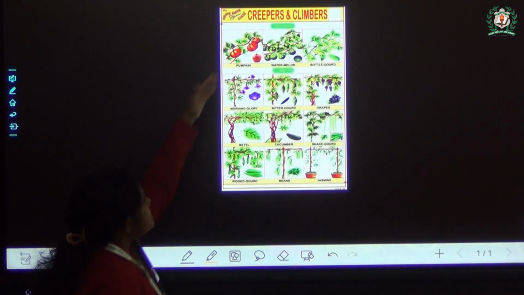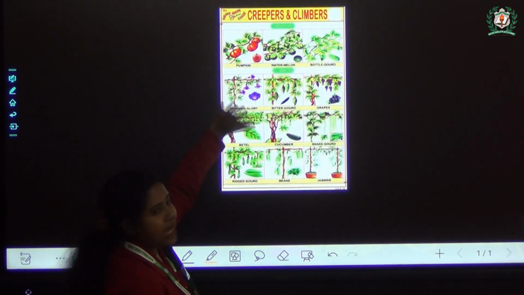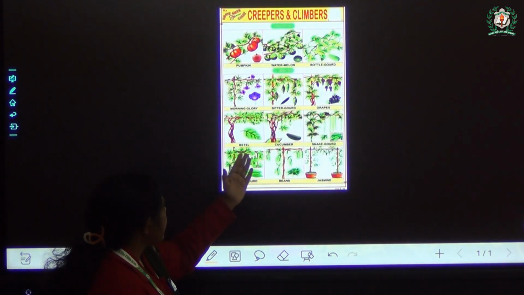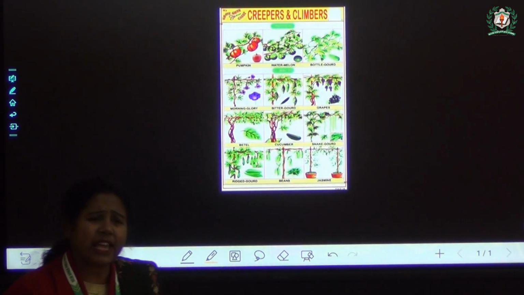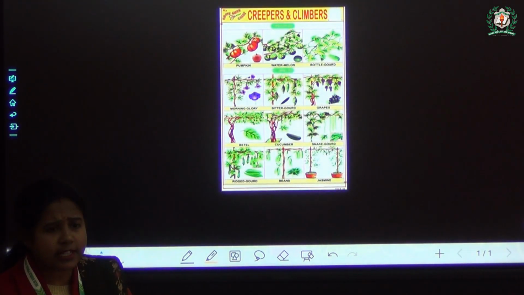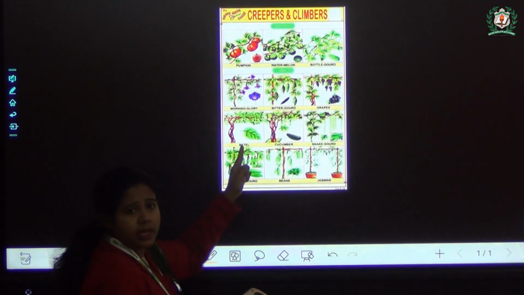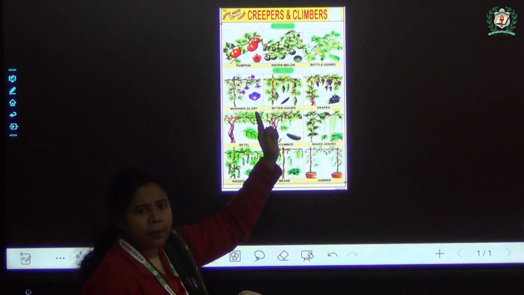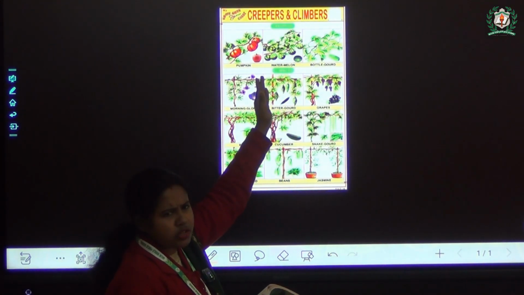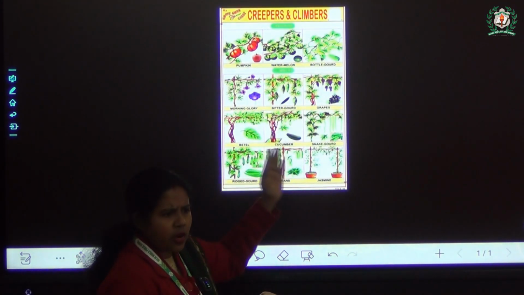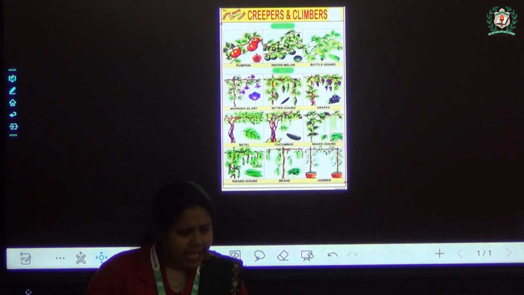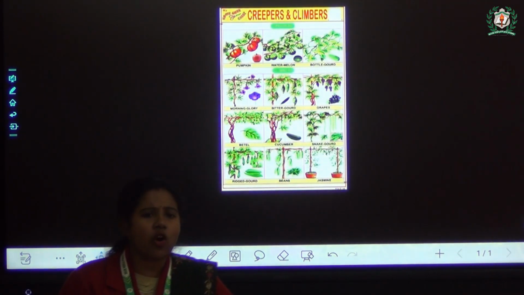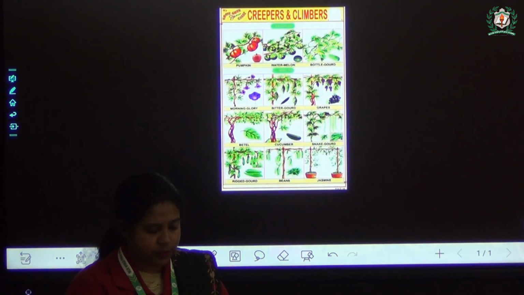So what is the basic common characteristic between them? Both have weak stems. Like climbers, the creepers also have very weak stems. But what is the difference here? The climbers need a support to grow up, but the creepers do not care about any support system. They just grow likewise. So if they cannot grow up, where will they grow? In the ground. Very good.